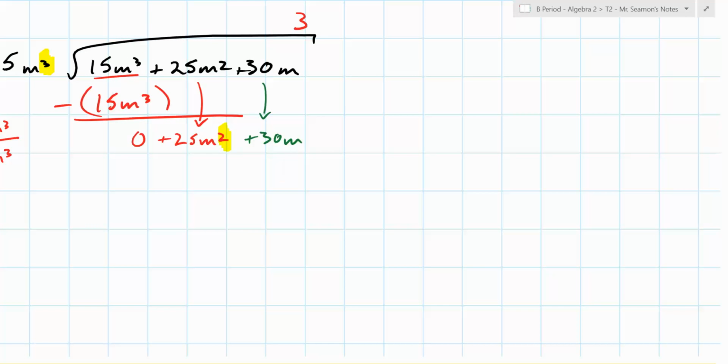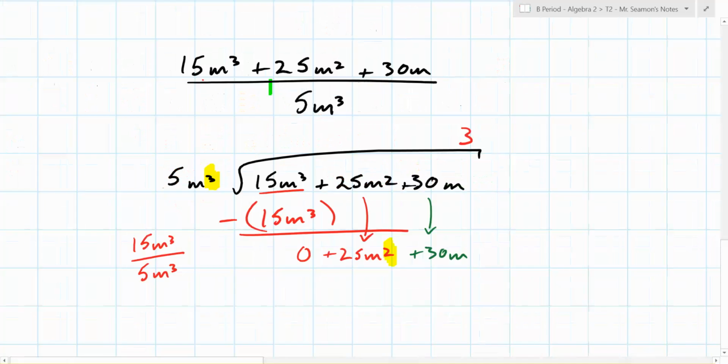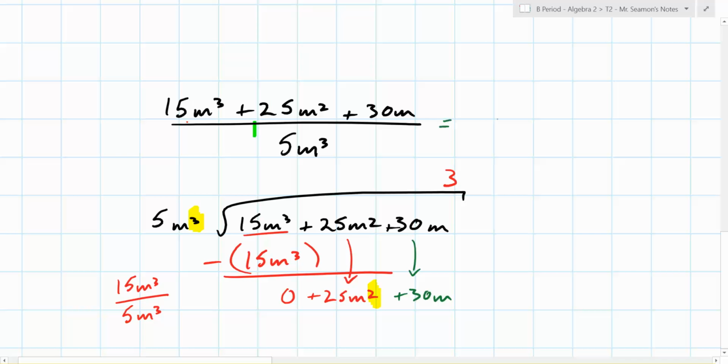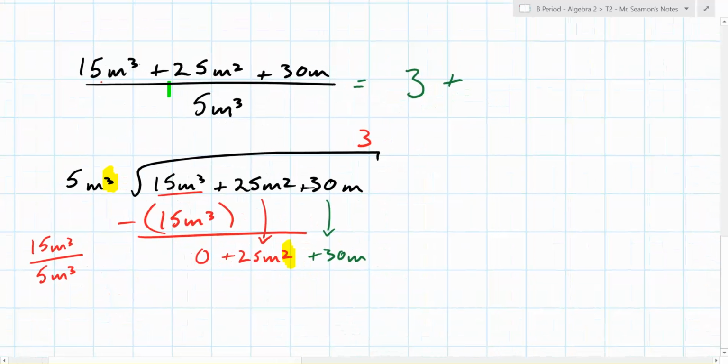Gabby. Is it 3 times 25m squared plus 30m? Close. Those are the right pieces. Chris? I think it's 3 over 5m cubed. Nope. 3 over 25m squared plus 30m. Okay, so what we have right now is the original question, which is this one right here. We now know that this is equal to, I'll start you off, 3 plus something. 3 plus 25m squared plus 30m over what?